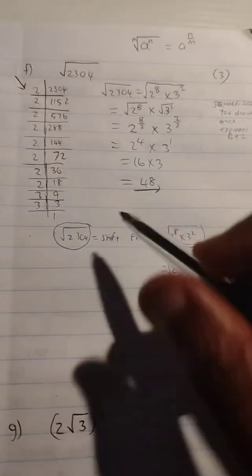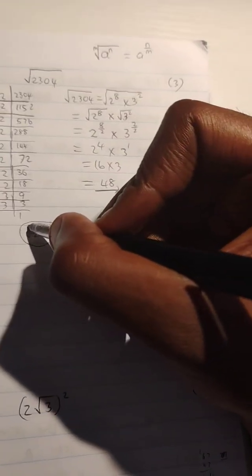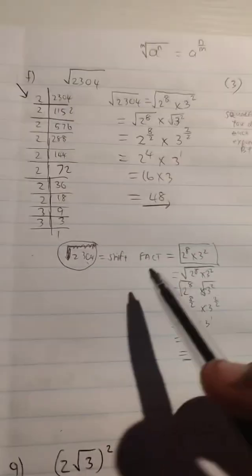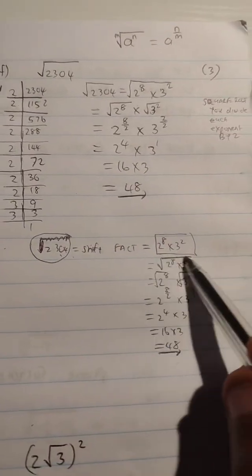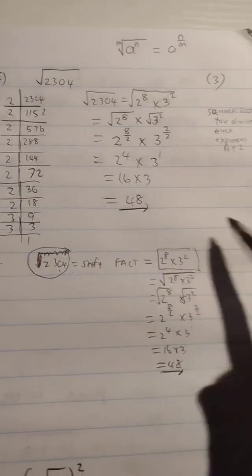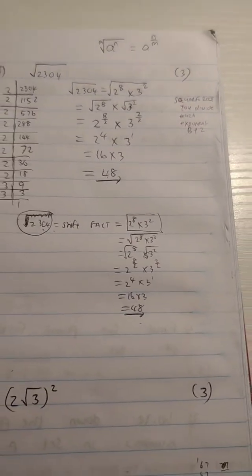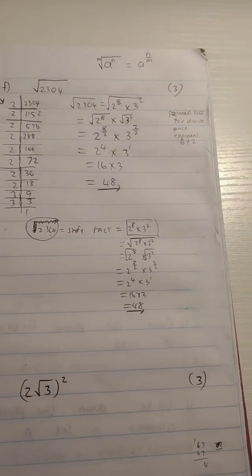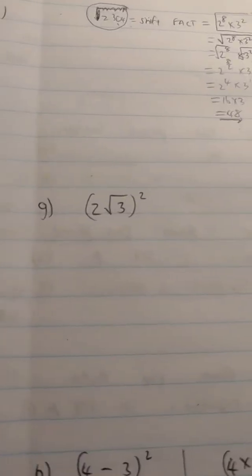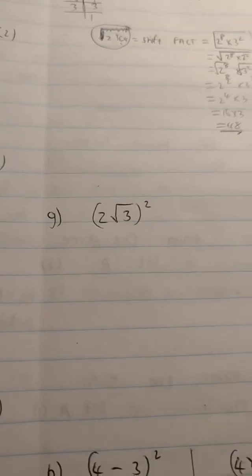Okay, so remember guys, let me just remove the square root. You would have said 2304 is equal to shift fact to get these, and then you put it under the square root because this was initially written being under the square root, and then you simplify. Okay. Let's move.